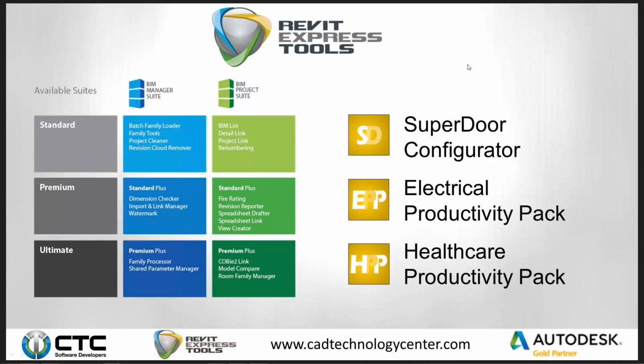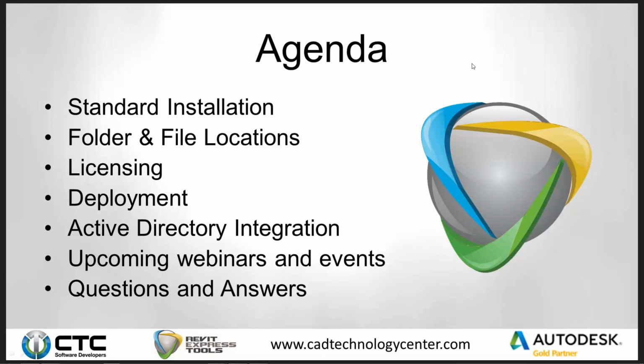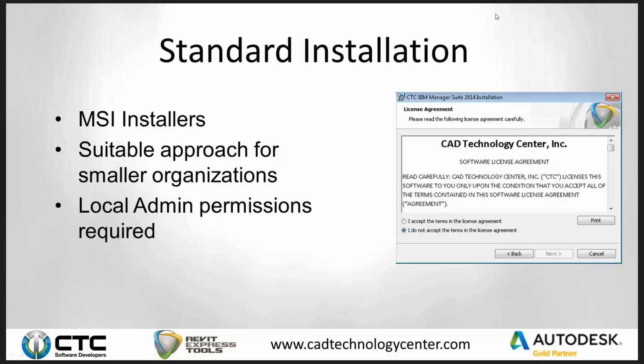So let's take a quick look at the agenda. First up, we'll work through the standard installation of the Revit Express tools. Once the installation is in place, we can examine the folders and files of note and just get familiar with the structure. From there, we'll take a look at our licensing options, including our network licensing configuration. After we've got the basics and the structure out of the way, we'll move on to deployment of the tools and how Active Directory can be leveraged for administration of the tools. Finally, we'll wrap up with an overview of our upcoming webinars and events, and then do a live question and answer session. So let's dive into the first topic, the standard installation.